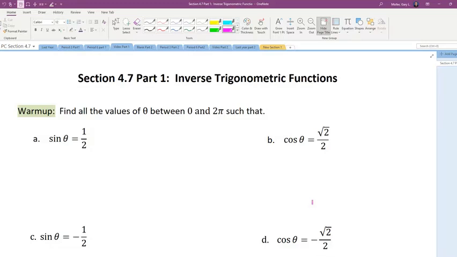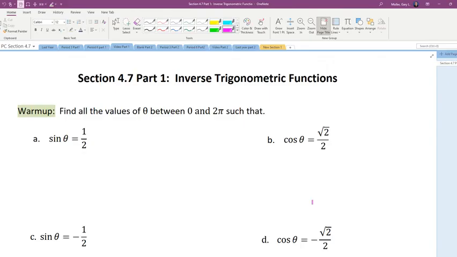All right, we're going to talk about section 4.7 today, inverse trig functions. We'll break this into probably two videos, part one and part two. I'm going to power through this very quickly because I'm low on time. So if you need to slow it down and watch it again, please make sure you do.